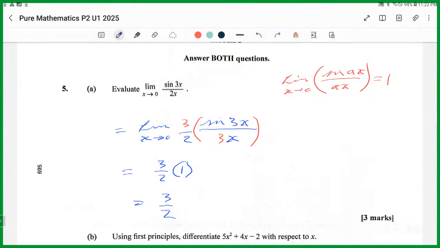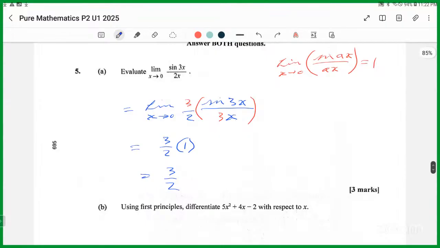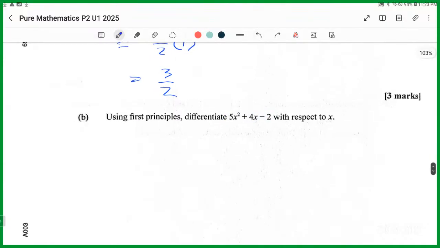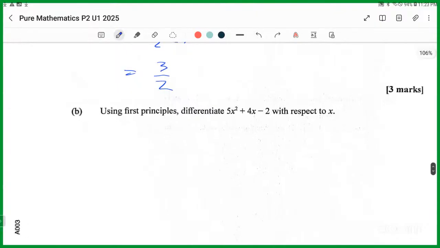This exam is really, really very easy. This one says use first principles to differentiate that part of the equation, three terms. We could do it term by term, or we do it all at once. Let's just do it all at once. All right, let's do it.